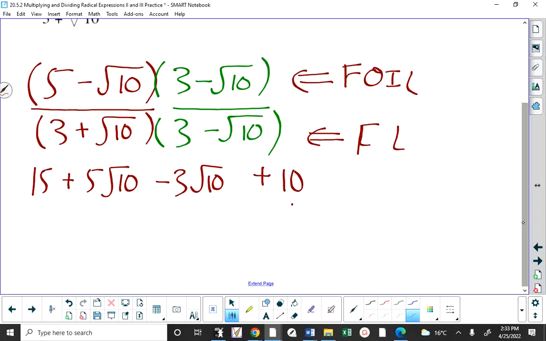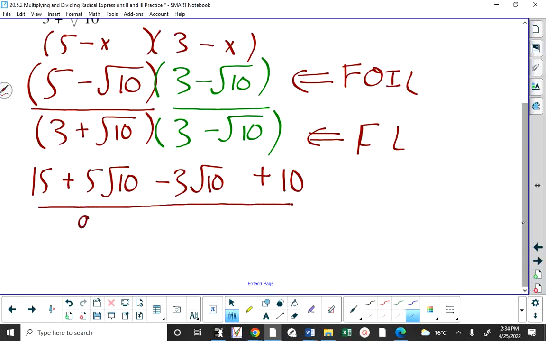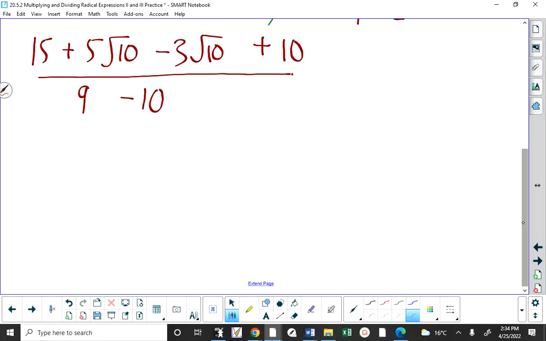Okay. I hope you see a similarity here between what we just did and foiling out something like this. You get that negative 5x, you get that negative 3x. On the bottom, what do we have? Well, 3 times 3 is 9. Root 10 times root 10 is 10. So we get 9 minus 10. Simplifying the top, 15 plus 10 is 25. Plus, do you see how I'm getting 2 root 10? Okay. It's over negative 1.